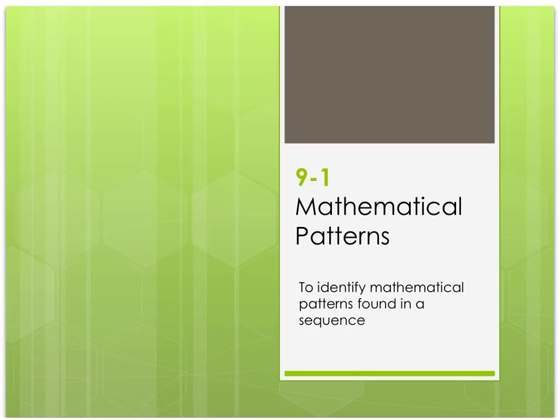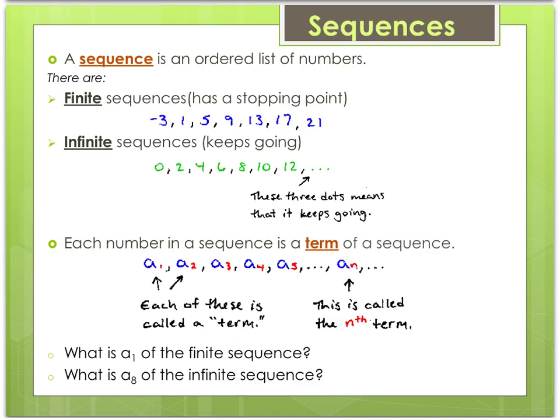Now we're going to be looking at mathematical patterns. Anytime we have a list of numbers that are in a particular order, this is called a sequence. Now we have two different types of sequences. Finite sequence, which means there's a definite stopping point, and we can actually count the number of terms in the sequence. And then we have an infinite sequence, which means it keeps on going.